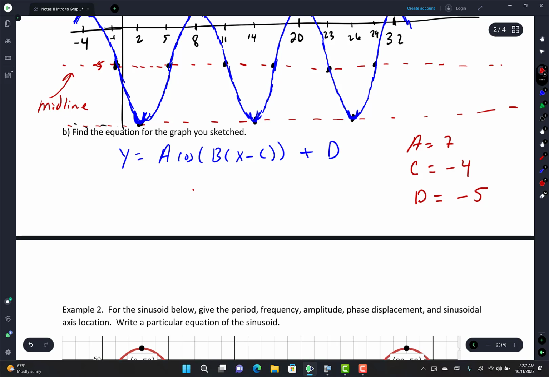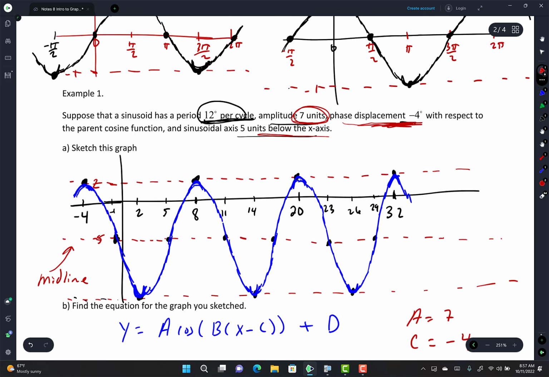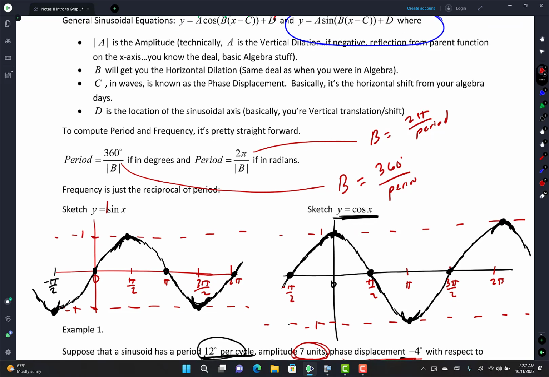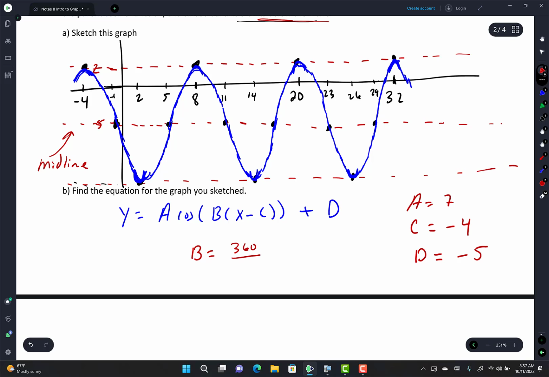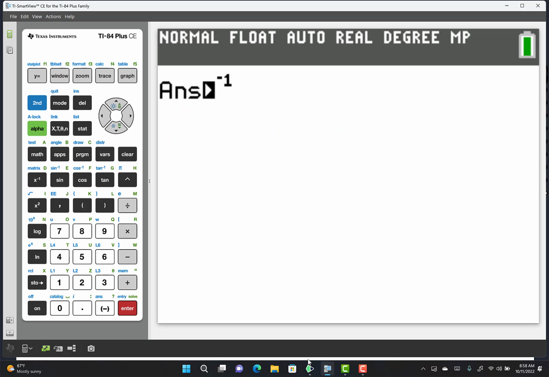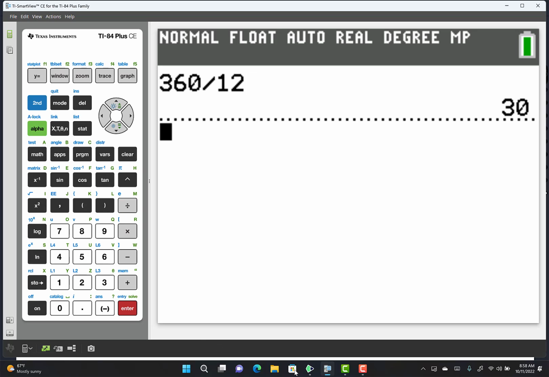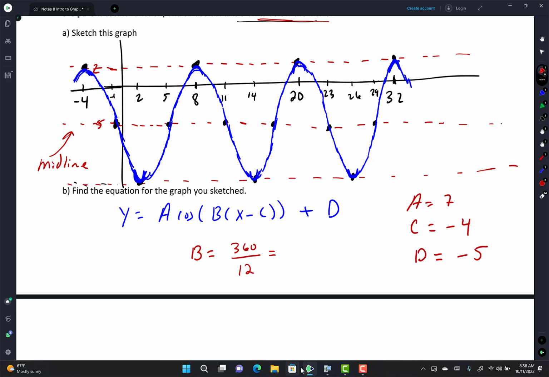Okay, how do I get the B? Look at up here for your formulas. We get the B by doing 360, because we're in degree mode, divided by the period. Do you guys see that? So, here's the B. 360 divided by, what was this period? 12. So, you take your calculator, and you're going to go 360 divided by 12. 30. Okay, we got everything, guys.